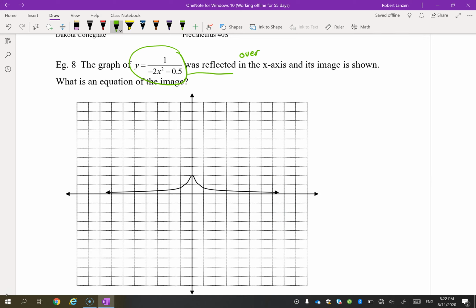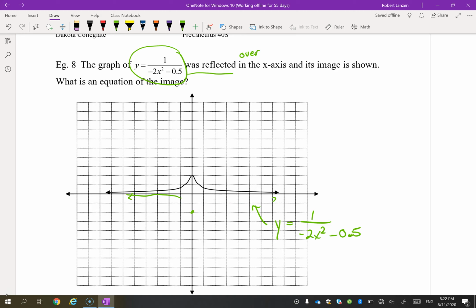Okay, so this graph, where was it before it was flipped? Okay, before it did this, where was it? Well, we could draw it. Okay, it would be something like this. Okay, but it doesn't ask us for that. It says, what is the equation of the image? Okay, so let's make sure we understand that. This one was the original graph, right? But it says its image is shown.